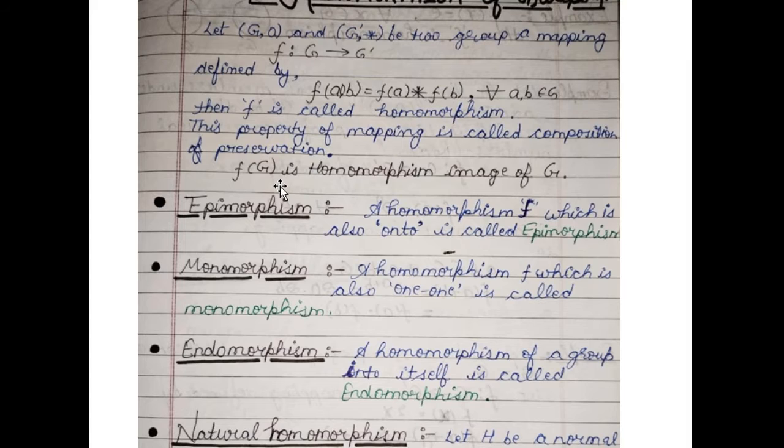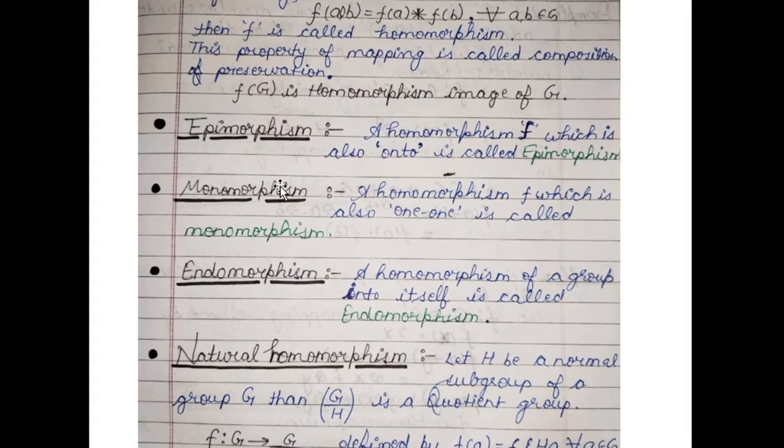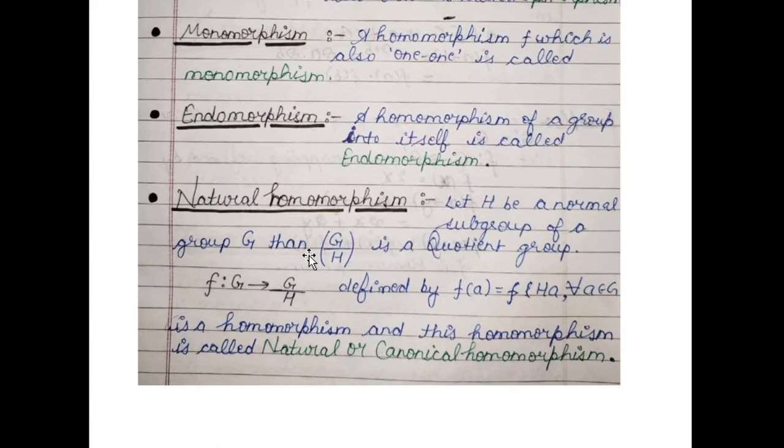If a homomorphism mapping is in addition onto, it is called an epimorphism. If a homomorphism mapping is 1-1, it is called a monomorphism. Similarly, a homomorphism of a group G onto itself is called an endomorphism. Now we are going to define natural homomorphism.